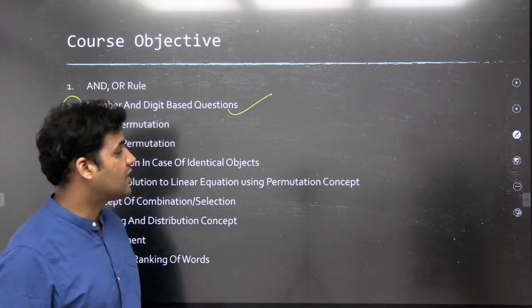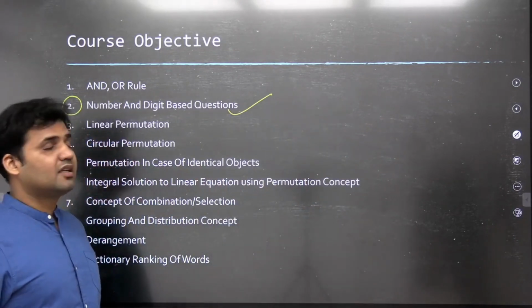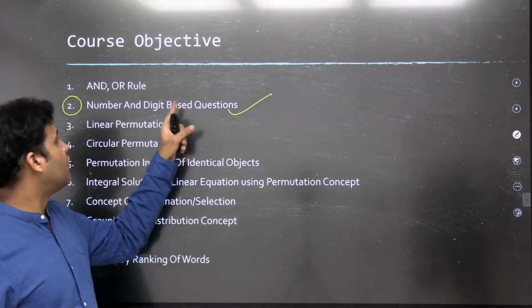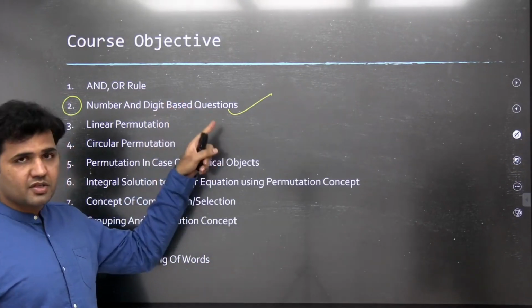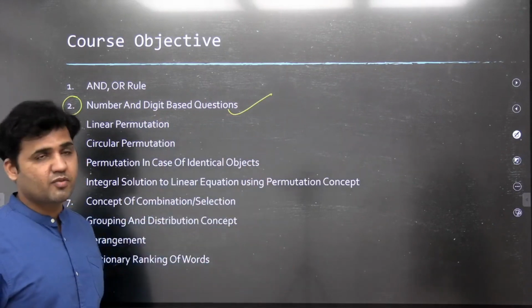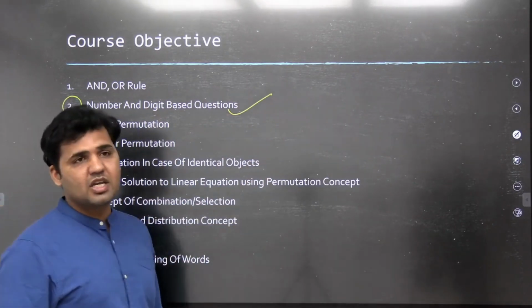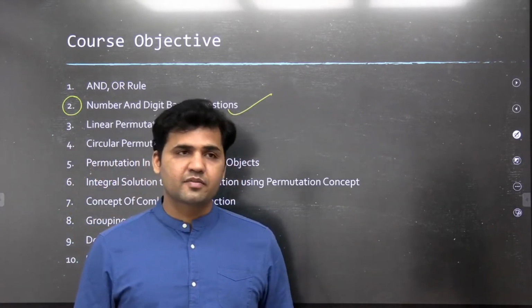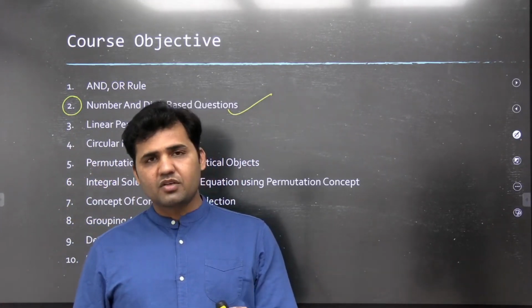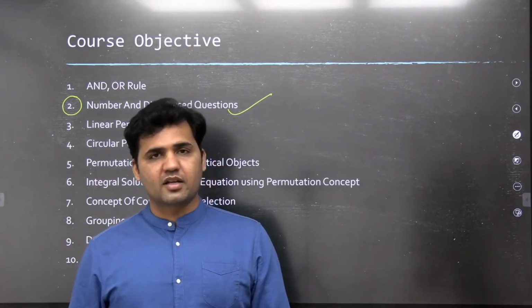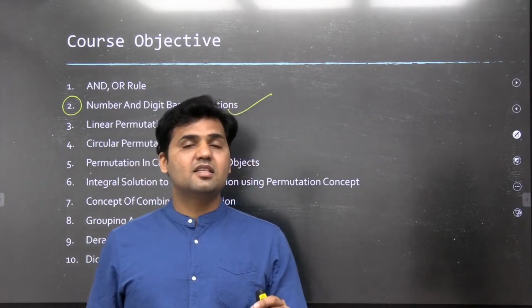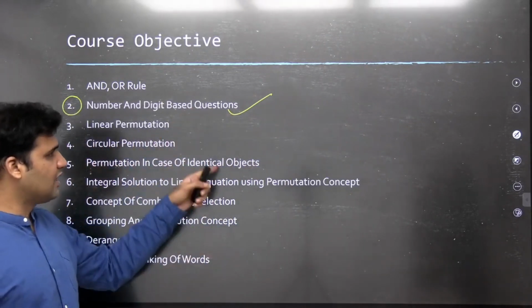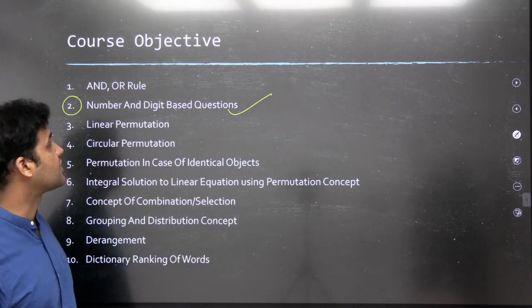So let's start with our concept to understand the basic questions and to learn the approach of all the questions which are number and digit based, which belongs to the chapter of permutation and combination. First we need to understand what exactly is the meaning of the word arrangement. The permutation word is synonym of arrangement. And what exactly is the meaning of the word arrangement, we are going to understand first, and then we will continue with our numbers and digit based questions.